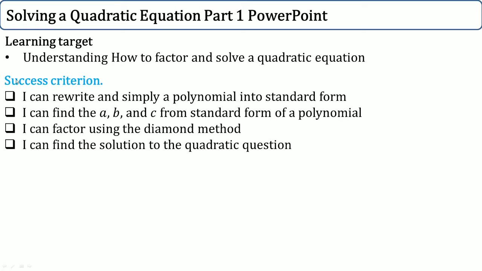There are 4 parts that you need to master. These are your success criteria. 1, you need to be able to rewrite and simplify a polynomial into standard form. 2, find the ABC from standard form of a polynomial. 3, you can factor using the diamond method. Then lastly, find the solution to the quadratic equation.